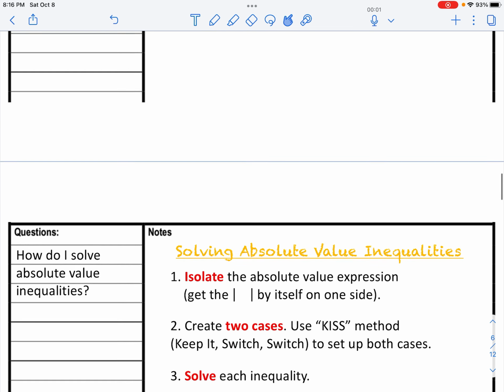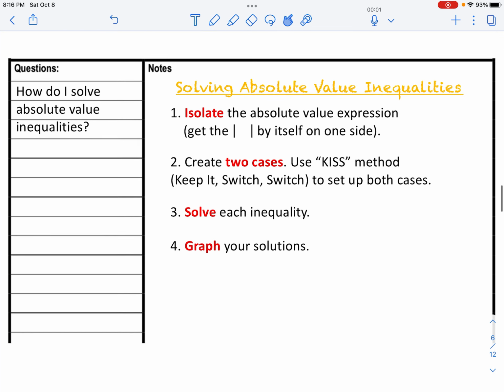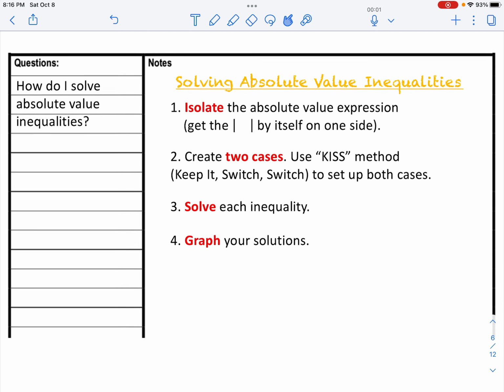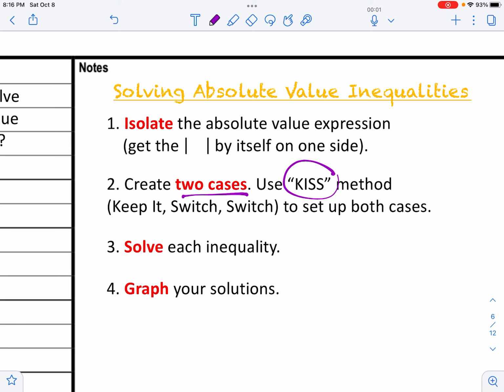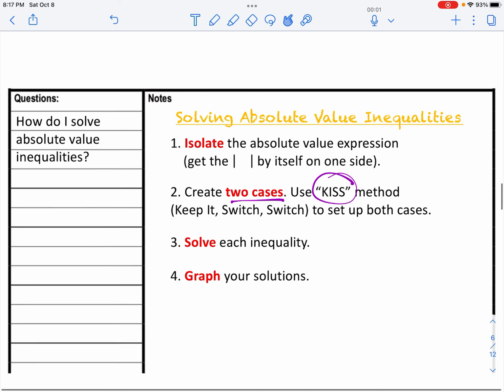Okay, so when we do absolute value inequalities, this is very, very similar. You're going to get the absolute value expression by itself, or the bars by itself. And then you're going to create 2 cases. This is kind of a way to remember. It's maybe not necessary if you actually understand what you're doing, but if you don't, then sometimes it can help aid to get you a little further. And then we just solve each of those inequalities and then graph them on our number line. So very, very similar, okay?